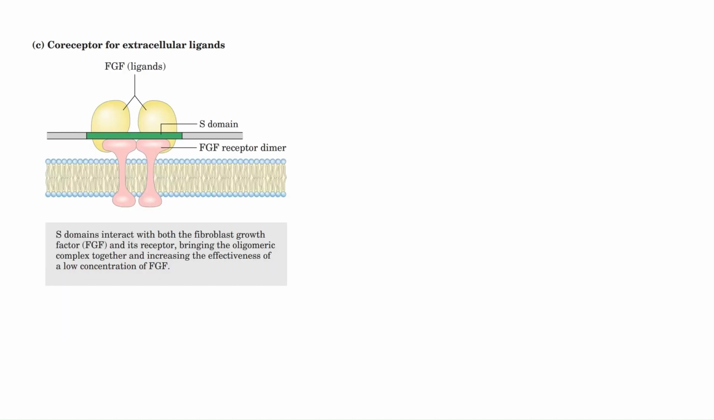Next mechanism is co-receptor for extracellular ligand. What is happening here? In the extracellular region, the ligand is present. What is the ligand? FGF. FGF means fibroblast growth factor. Growth factor means it will help in growth and cell division. Because of the low concentration of this growth factor, it cannot bind with the receptor efficiently.